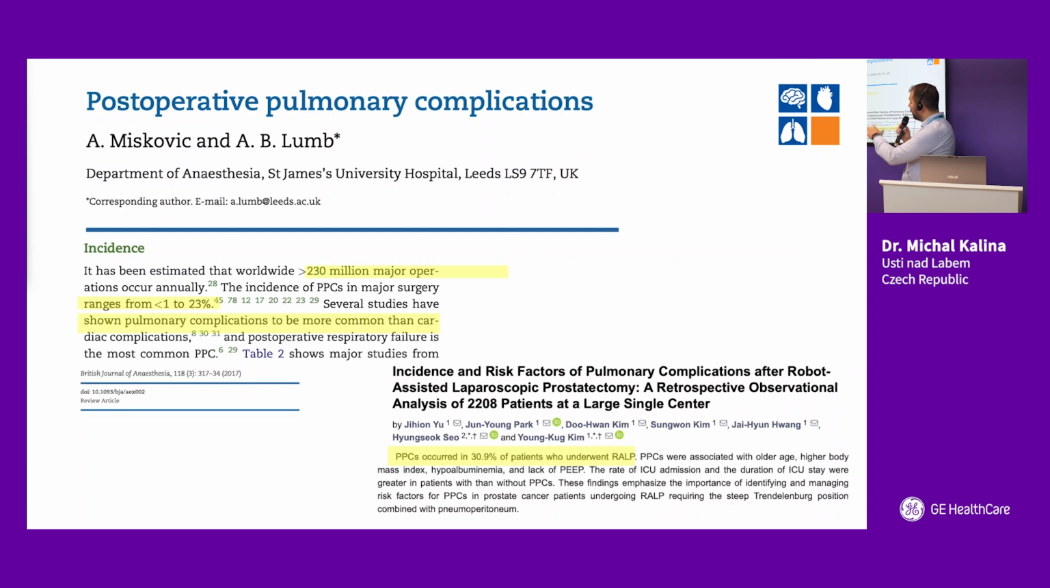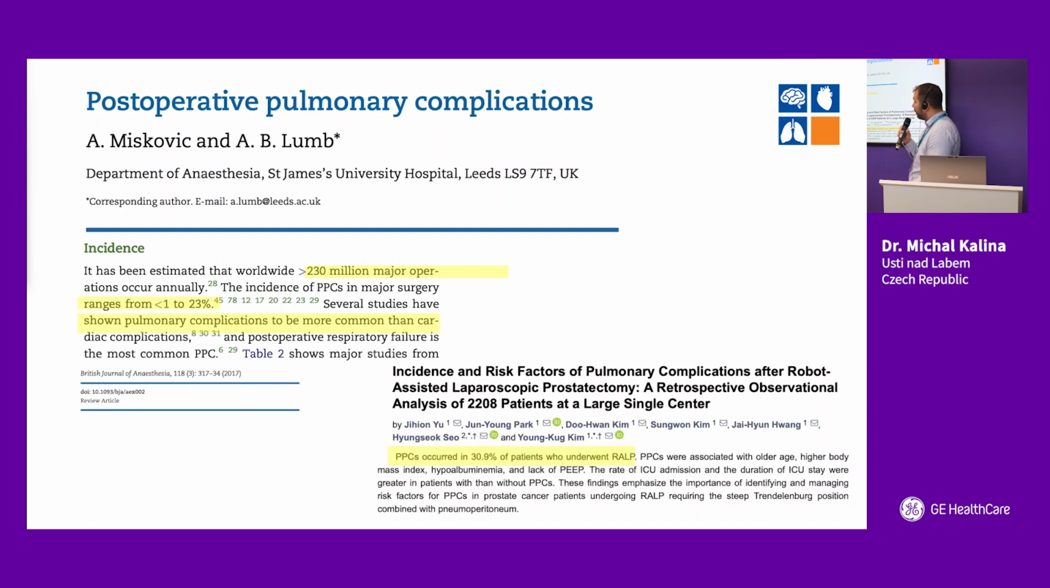As you can see, according to this work, there are about 230 million major operations a year in the world in general anesthesia. Postoperative pulmonary complications have a very high incidence in these procedures, up to 23% of the cases, which makes this complication, this adverse event, one of the most frequent adverse events at all linked to general anesthesia. It's even more frequent than cardiac complications that we care and are afraid so much about.